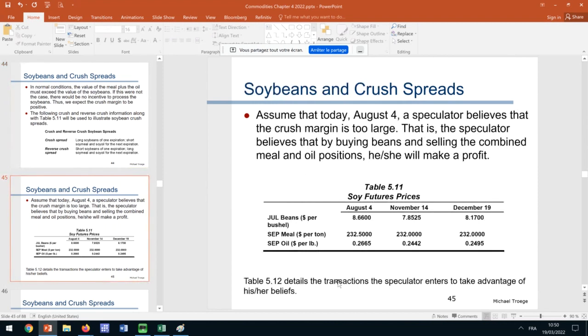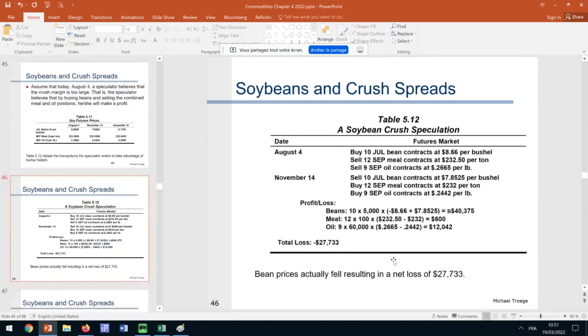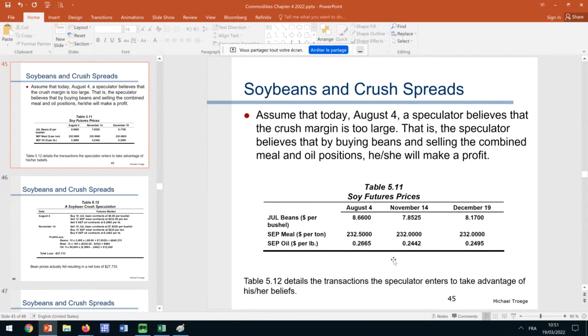Now here are the details. Here are the soy future prices. We have July beans, and then we have September meal and oil. So we have 2 months of difference between the input and the output, and here this is the price evolution. So how do we go about this? How do we implement our position?